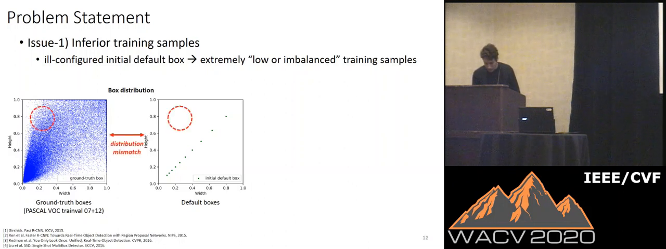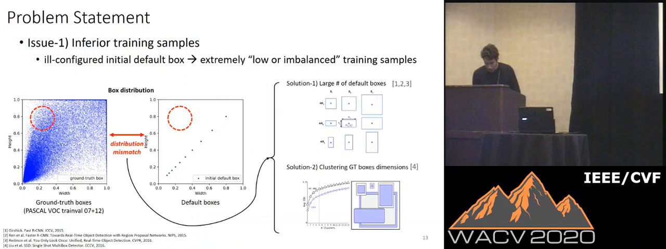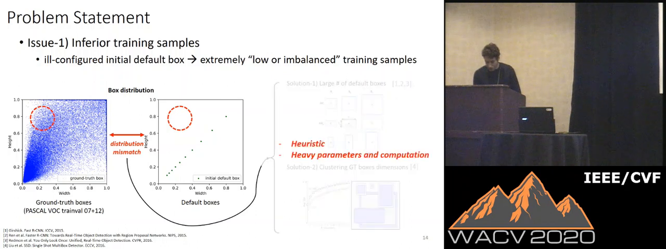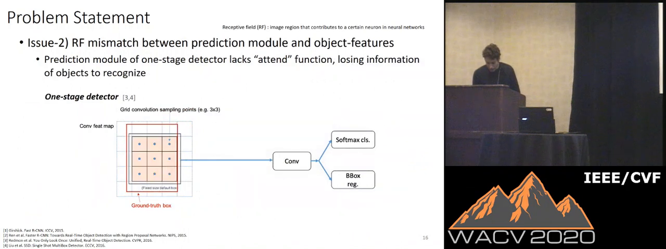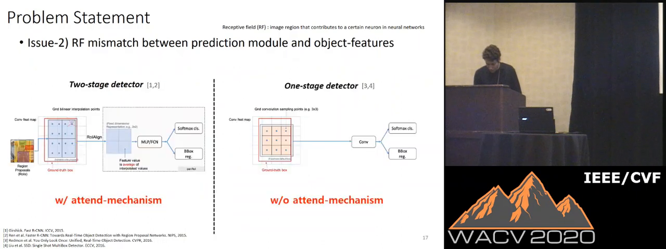Regarding this, the two-stage detector provides the prediction module with rich training samples by proposing boxes that better match the ground truth than initial boxes that are manually set. Meanwhile, the one-stage detector has a high dependency on the initial box configuration for the quality of its training samples. Thus, if the initial box is ill-configured, the training samples can be extremely low or unbalanced during training.